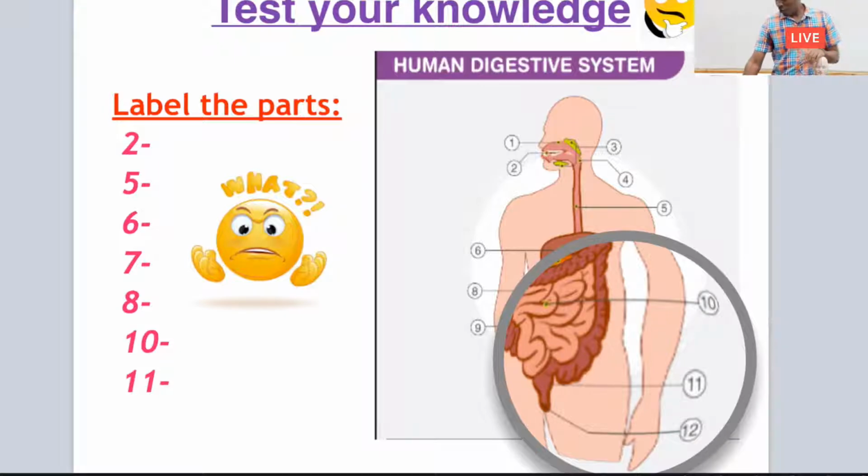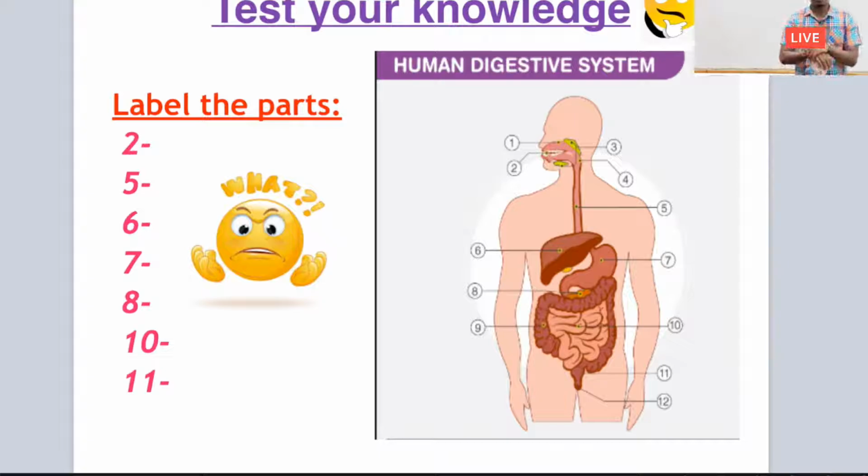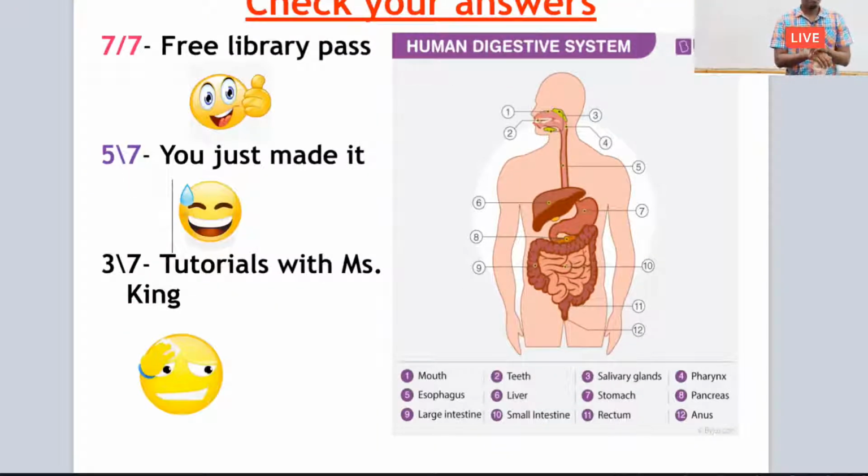Right, so I'm going to show you something. You're going to check your answers. Let's go. If you got 7 out of 7, you're going to own a free library pass. So you can go to the library at 12:30, whichever time you can go, and you can read books and so on, look at videos. If you got 5 out of 7, you just made it. So maybe you need to revise your notes.